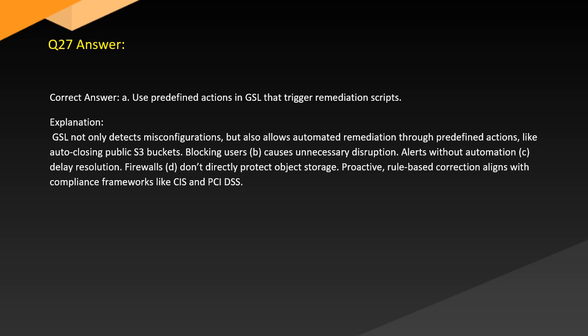Answer. Correct answer A. Use predefined actions in GSL that trigger remediation scripts. Explanation. GSL not only detects misconfigurations but also allows automated remediation through predefined actions like auto-closing public sockets and blocking users. B causes unnecessary disruption. Alerts without automation, C, delay resolution. Firewalls, D, don't directly protect object storage. This is a proactive, rule-based approach aligned with compliance frameworks like CIS and PCI.